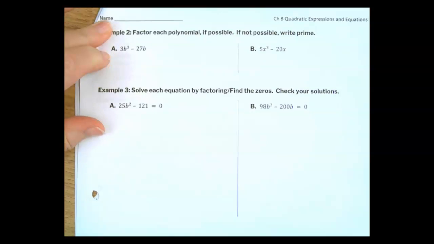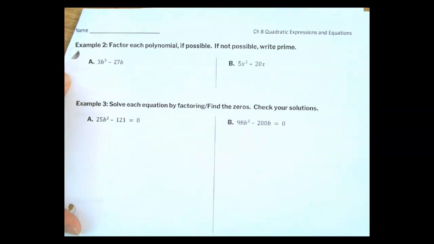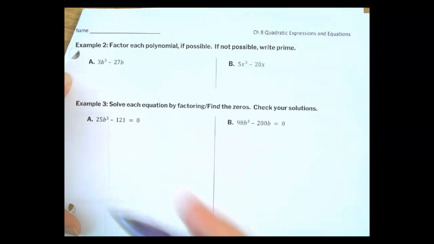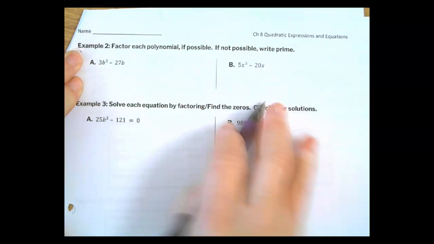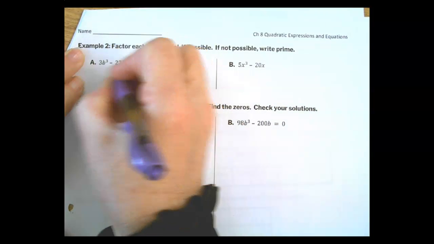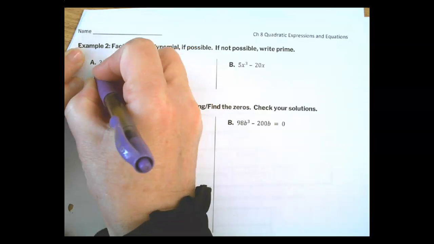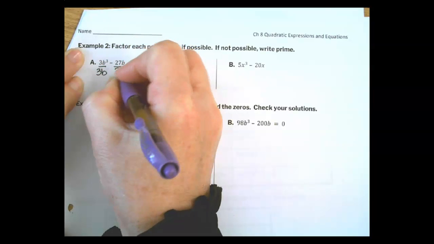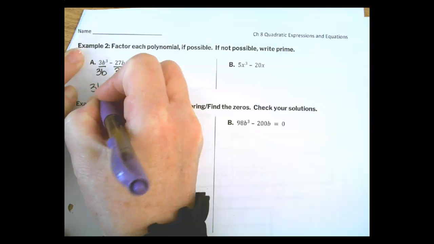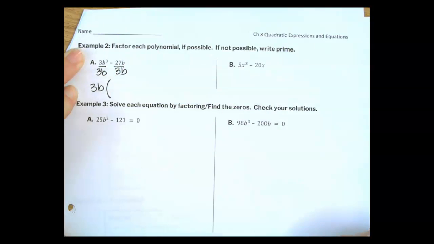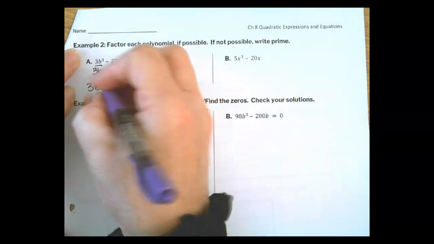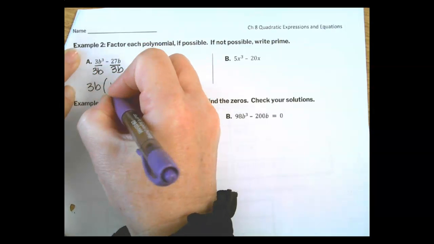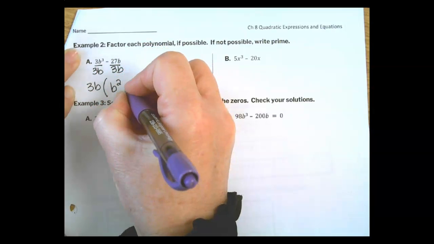Okay, so here we're going to do a couple of different things. We're going to factor these out first. So what goes into both of these? Hopefully you can see it's a 3 and a b. So I'm going to factor out that 3b. When I do so, I end up with b squared minus 9.